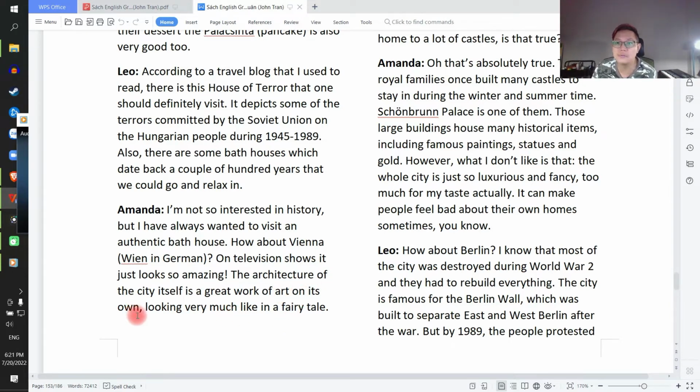On its own. Looking very much like in a fairy tale. Fairy tale.